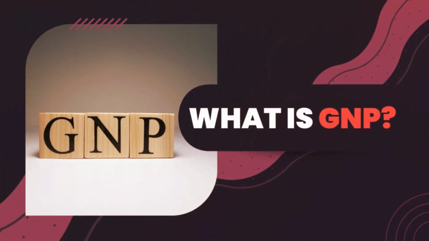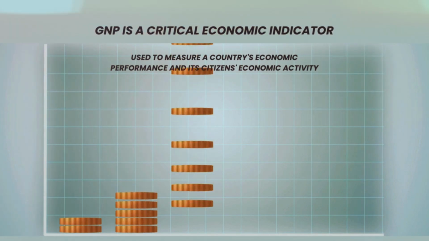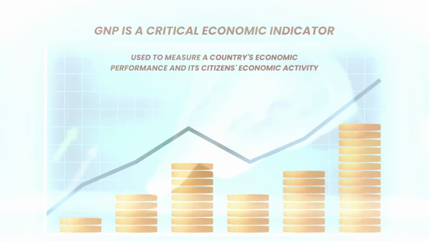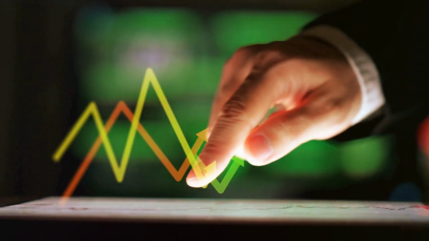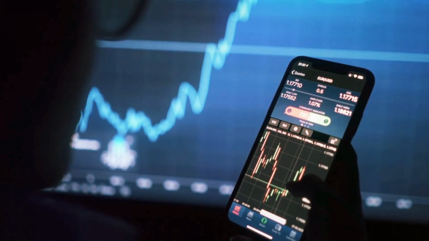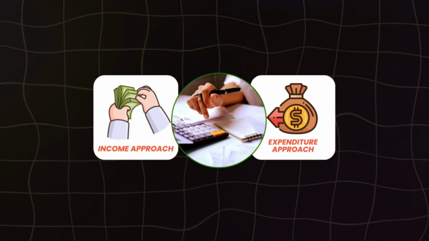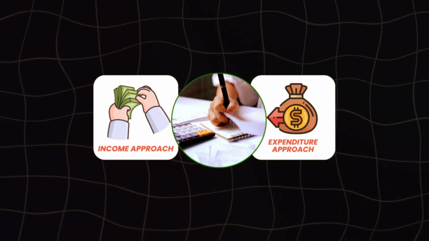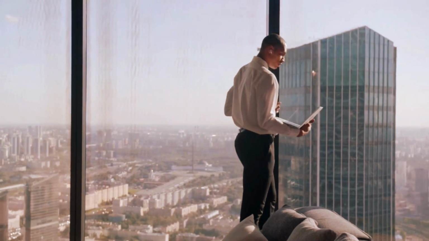What is GNP? GNP is a critical economic indicator that is used to measure a country's economic performance and its citizens' economic activity. It is an essential tool for policymakers, economists, and investors to gauge a country's economic health and compare it with other countries. GNP is calculated using either the income approach or the expenditure approach, which takes into account the economic activity of a country's citizens, whether they are living within the country's borders or abroad.